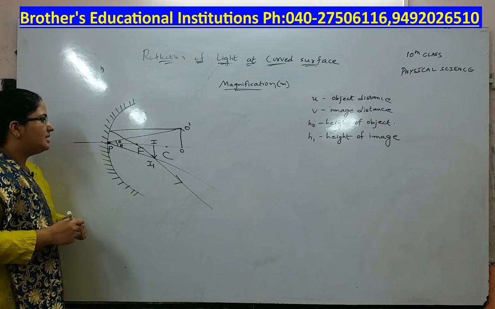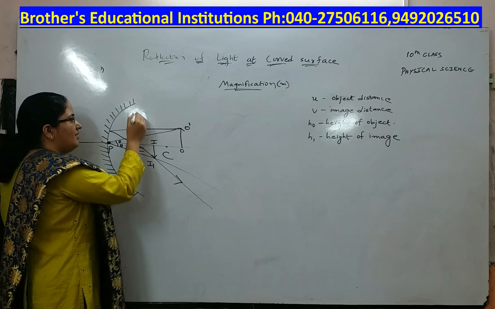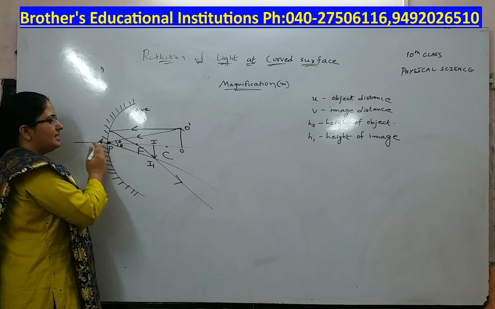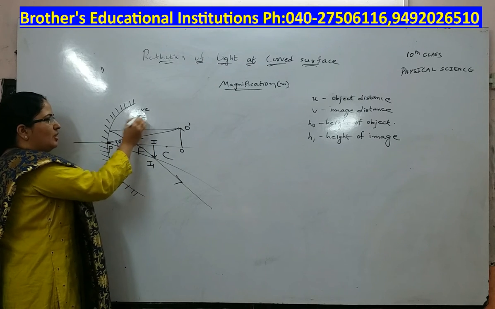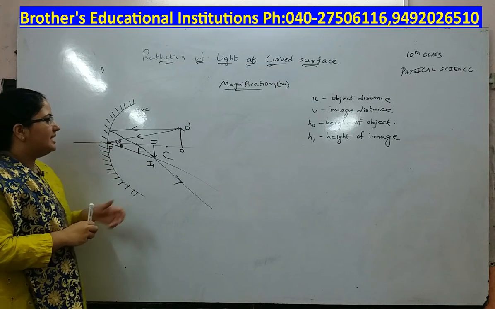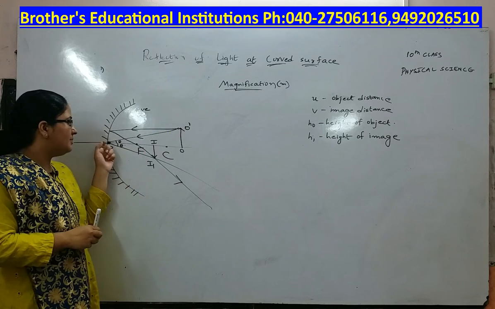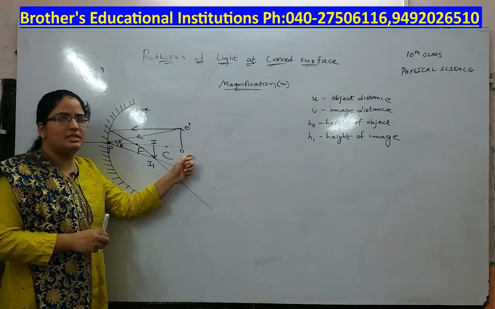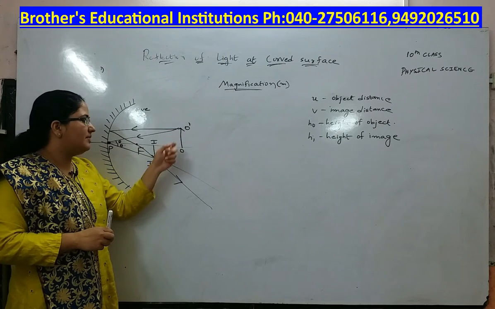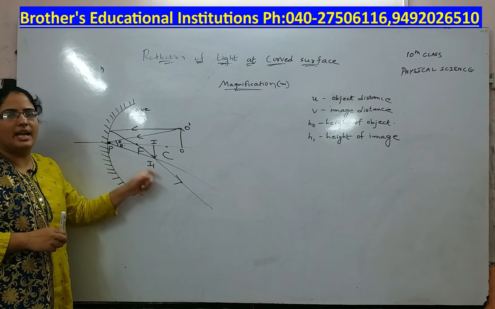The second point is, if you are taking distances in the direction of incident light, then we take a positive sign. And if you are considering distances against the direction of incident light, you give a negative sign. Moreover, this line is the principal axis. The distances measured above the principal axis are taken as positive. The distances measured below the principal axis are taken as negative.